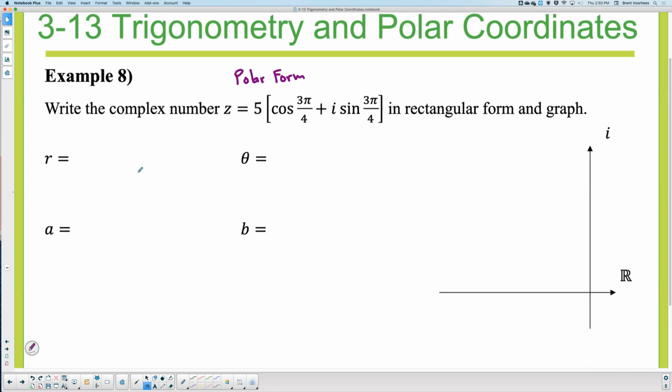This 5 is your radius. And the theta is given to us. Not the cos, just the theta, which is 3 pi/4. So what do I need to find? I need to find my a and b. So a is like x, b is like y. What's the formula to get a? A was equal to x, r cos theta. Remember, it was r cos theta. So it would be 5 times the cosine of 3 pi/4. And b is going to be equal to 5 sine 3 pi/4.